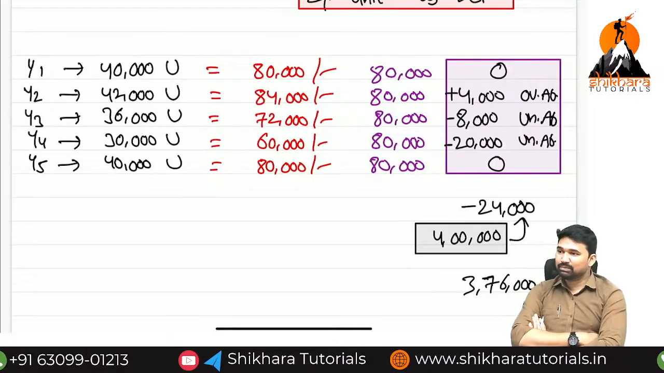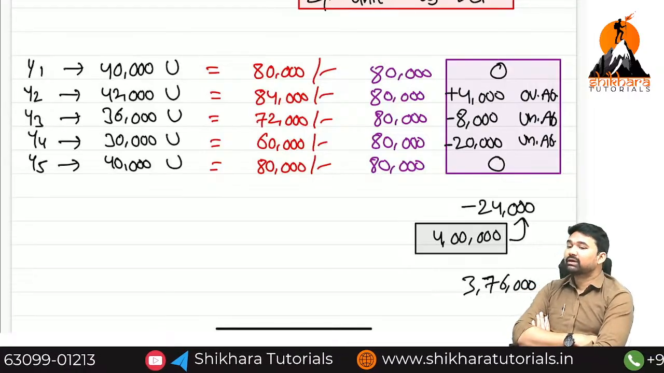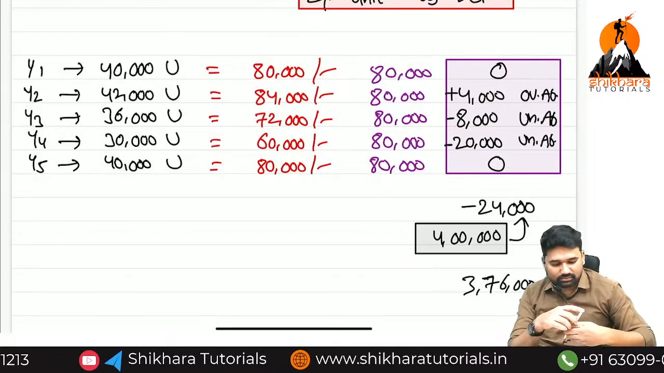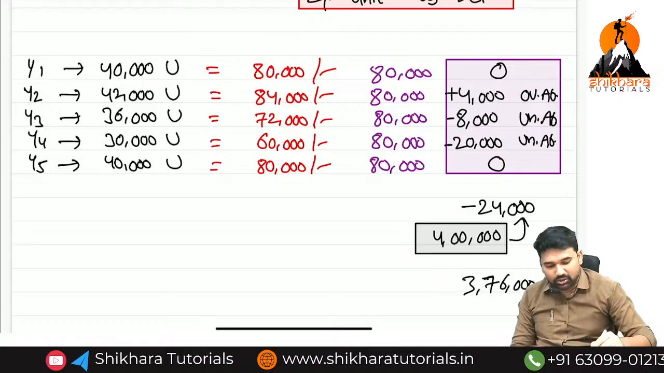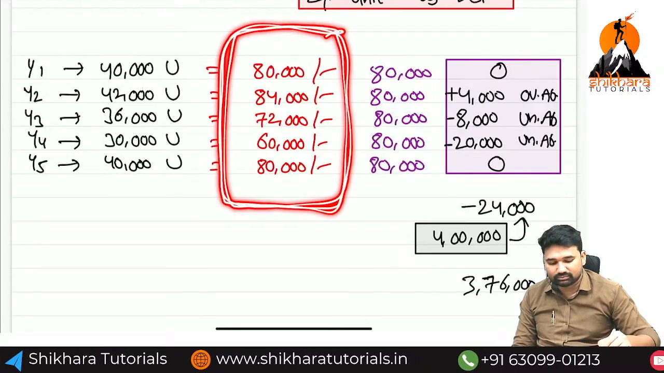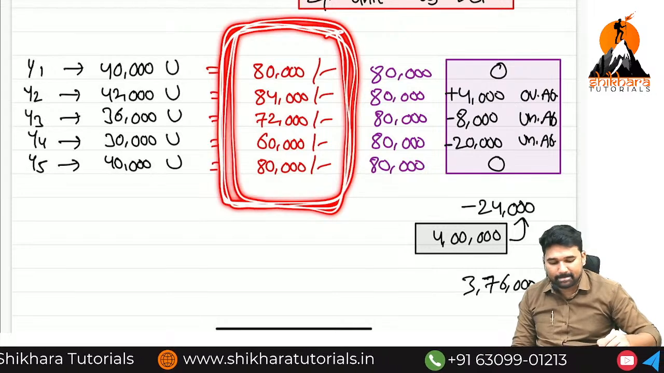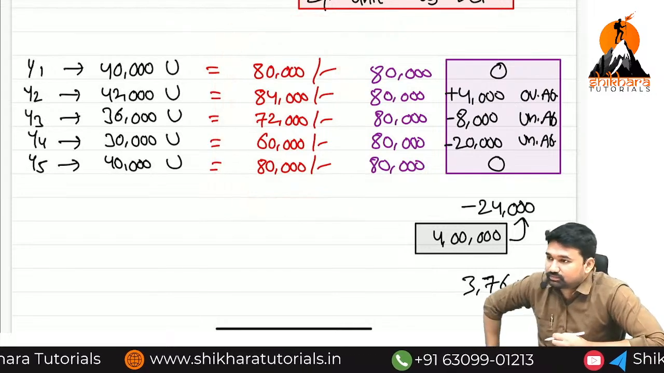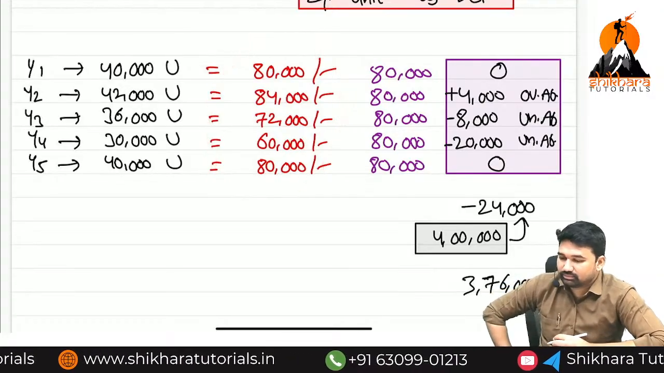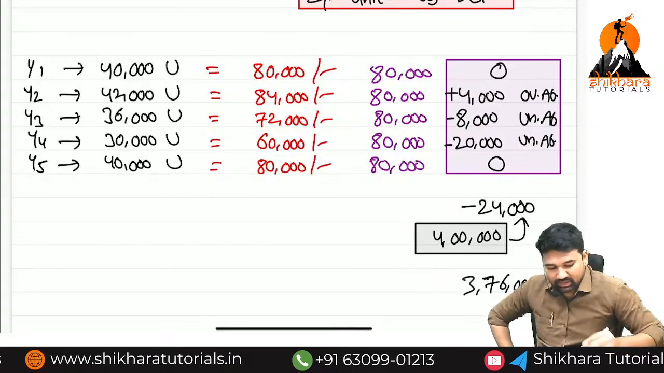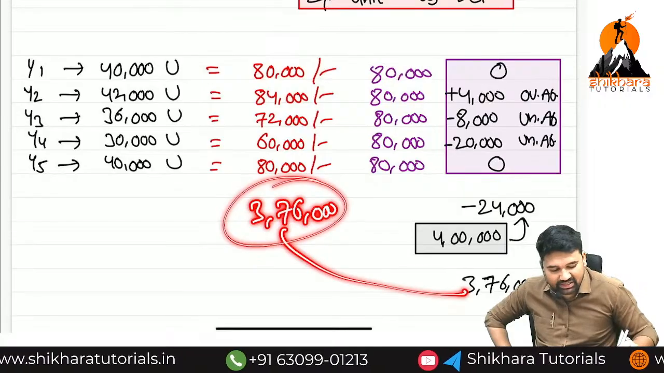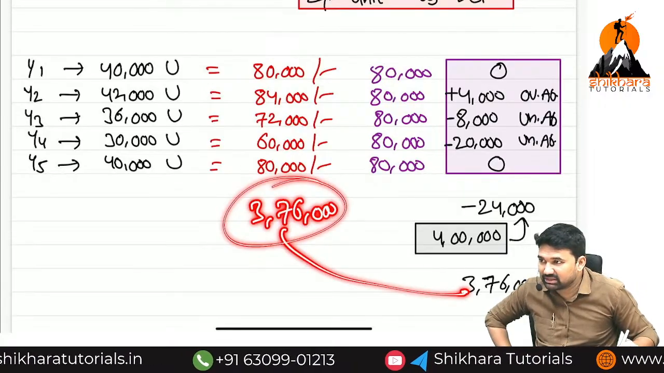In simple terms, we can use a calculator and count the total. 3,76,000. The same figure which replicates this figure, right? Right, the case.